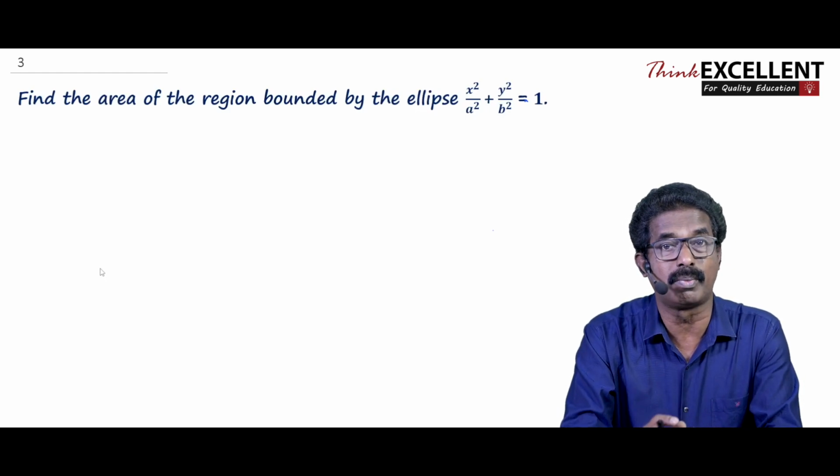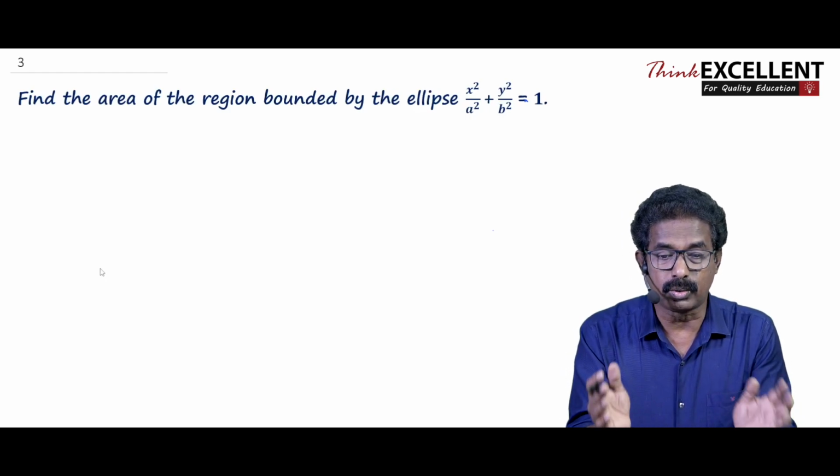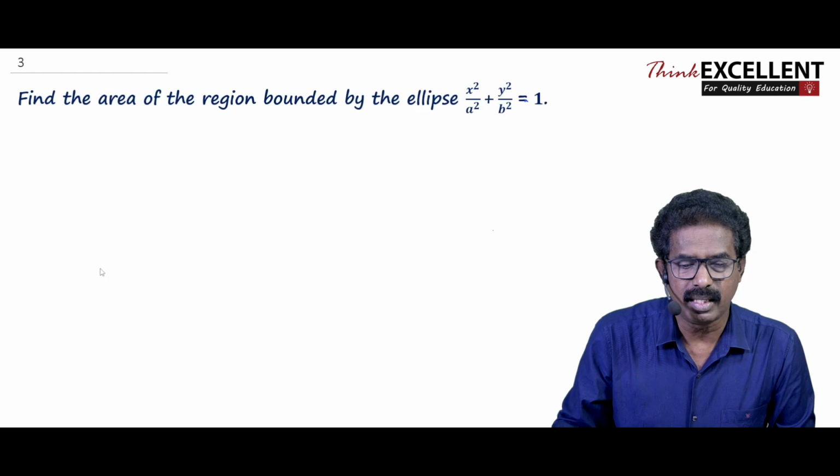Then first quadrant portion alone is enough. Sometimes they specify find the area in the first quadrant. So read the question very carefully. Here generally the total area they asked. Find the area of the region bounded by the ellipse.